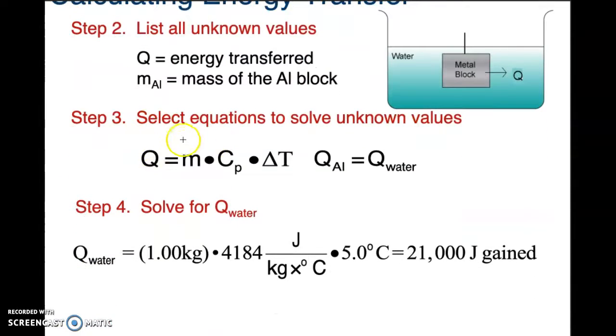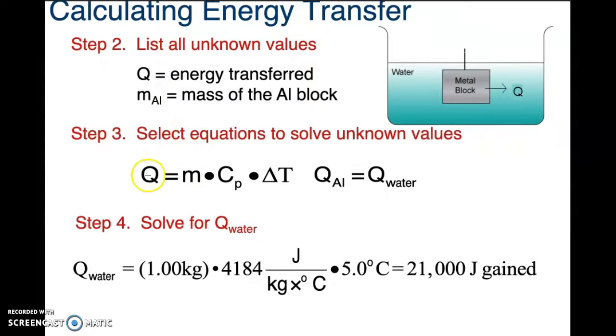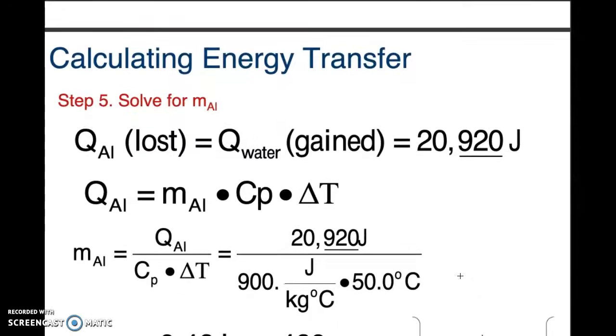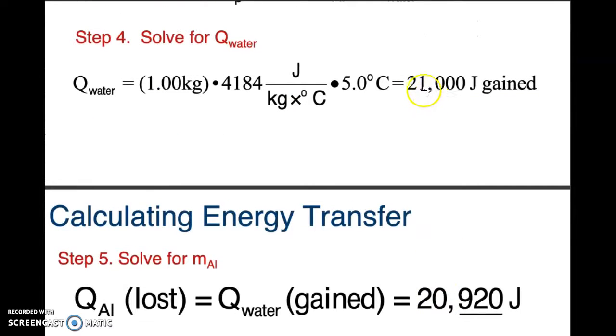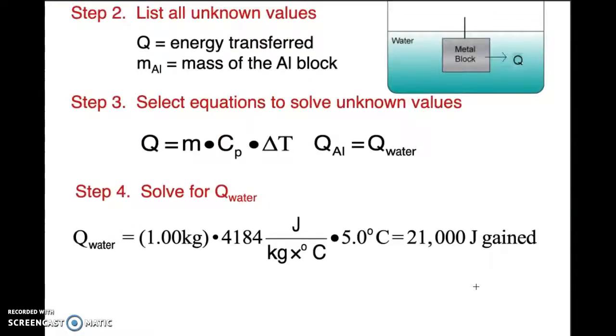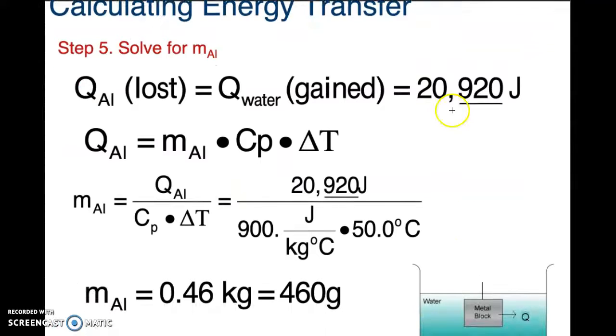So if I want to do my transfer of energy, it's this crazy equation right here, and they're going to equal each other. So I can do it with water: 1 kilogram, its specific heat, its change in temperature. It gained 21,000 joules, which means the other guy lost that amount. If you're wondering why it's here, this is rounded. It's actually 20,900. So here, you can figure out how much the block weighed because the amount the aluminum lost is the amount the water gained.